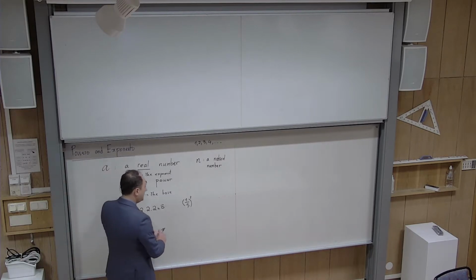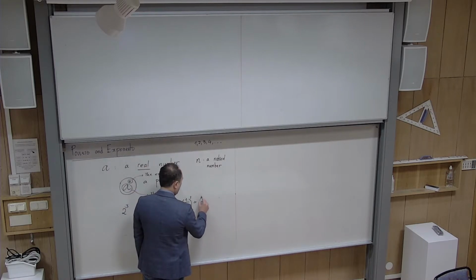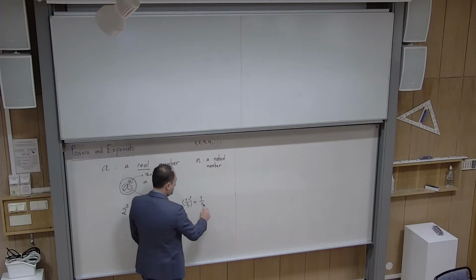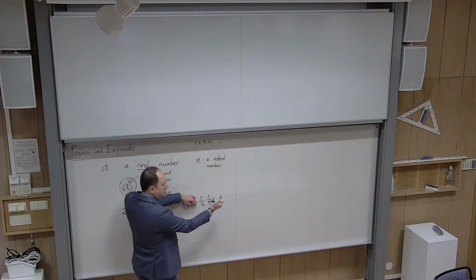But what does it mean? It means take the base and multiply it by itself. How many times? The number that you see up there, 2 times. So in this case, 1/5, 1/5. And then forget about this, it becomes the previous lesson.